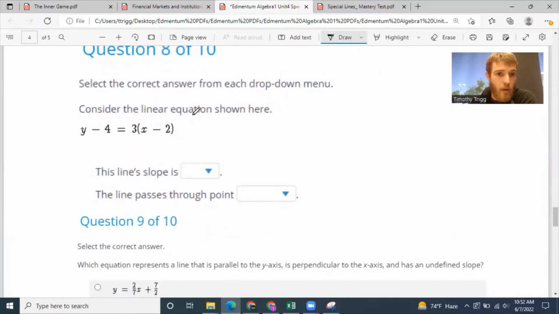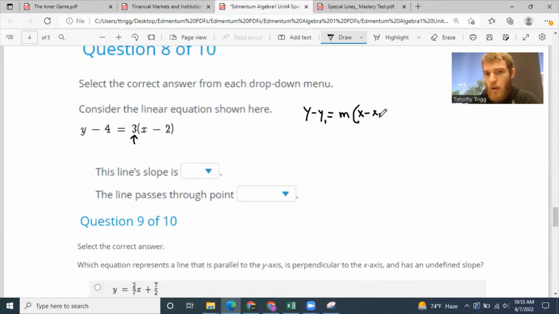Consider the linear equation shown here. y minus 4 equals 3 times x minus 2. The slope is, well, this equation is actually in point slope form. Point slope form. And that means that whatever this number is right here, that tells you the slope. Because point slope form looks like this. y minus a y coordinate equals the slope and then x minus an x coordinate.